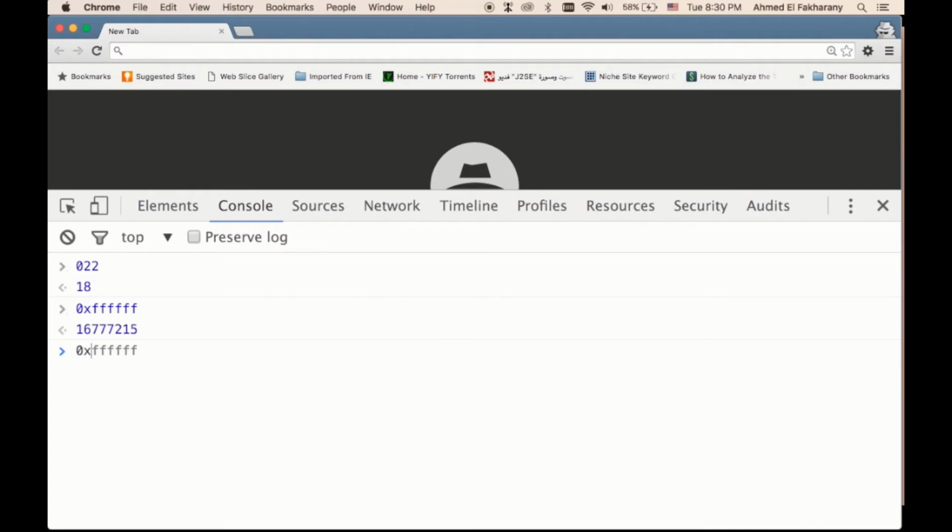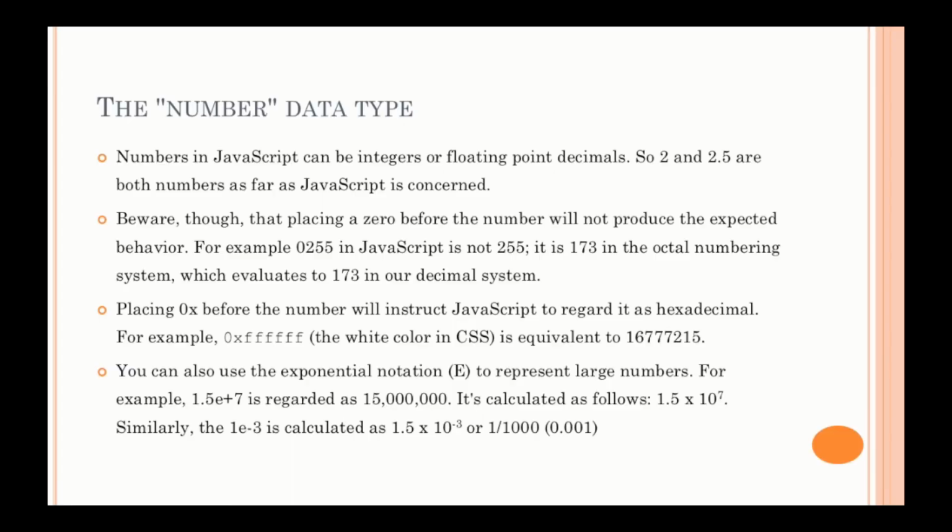You can try along and pass in any combination of letters and numbers. As you can see here, whatever I pass in preceded by 0x will be treated as a hexadecimal number, and it will give me the decimal representation of it. JavaScript also honors the exponential notation mode of writing numbers.